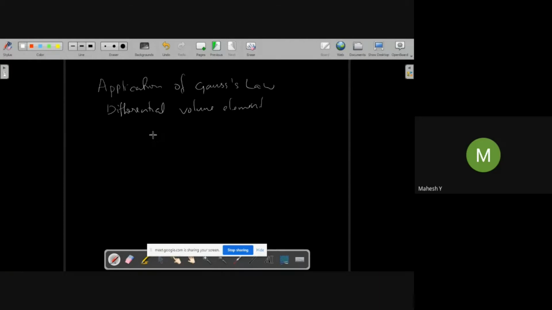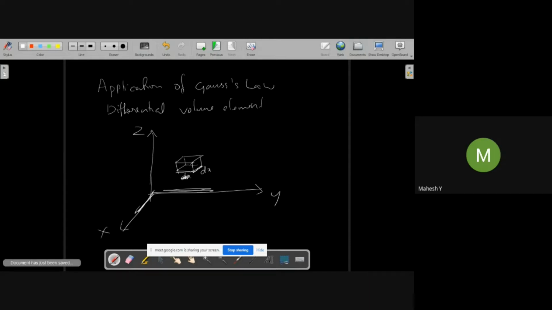So let us assume we know that these are our coordinate systems, right? X, this should be Y, this should be Z. So we take a small volume element, in the sense it should contain all the components. dx in this direction, so this is the x-axis, parallel to that dx. Parallel to the y-axis we have dy, and parallel to the z-axis we have dz.